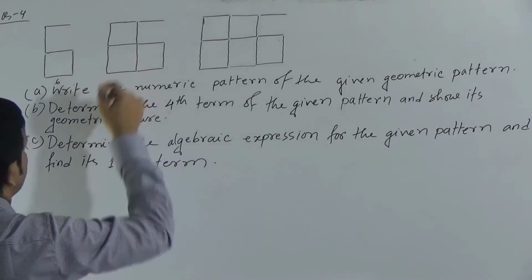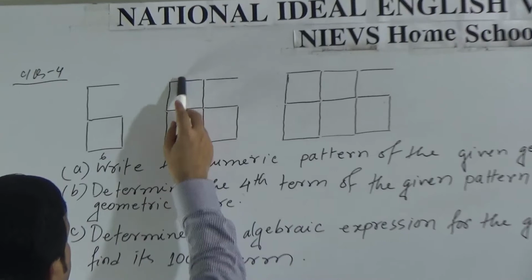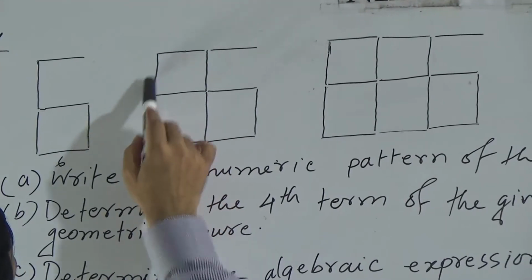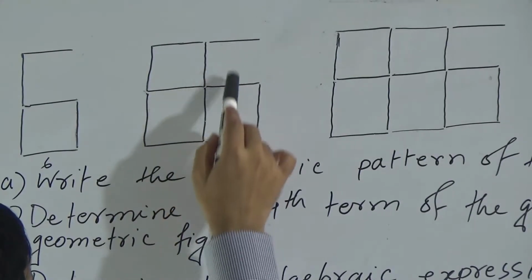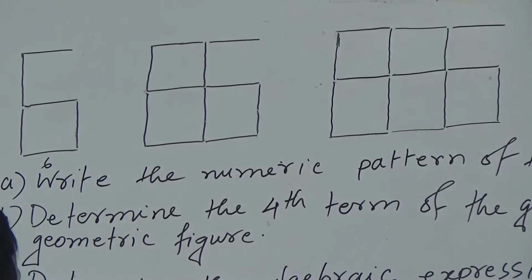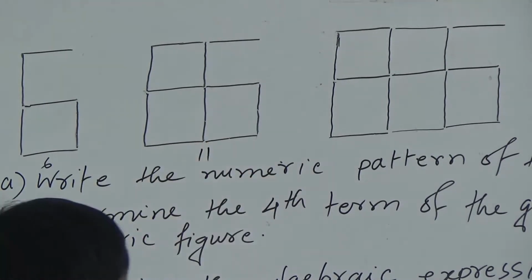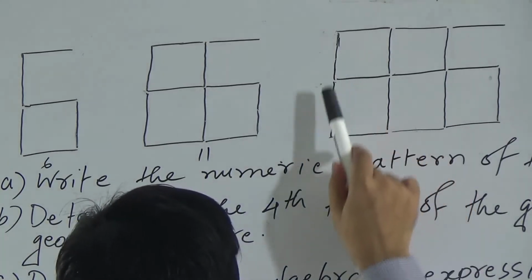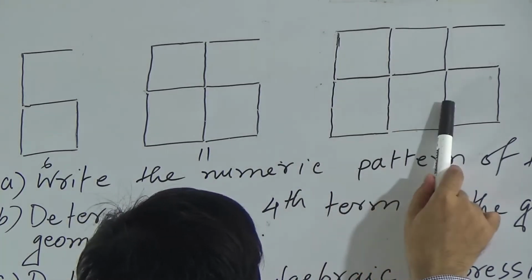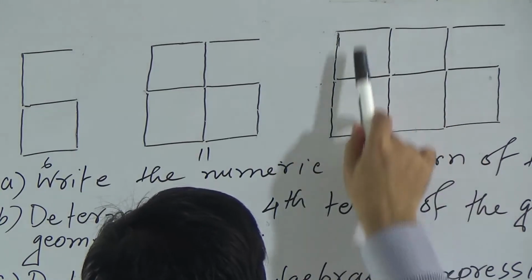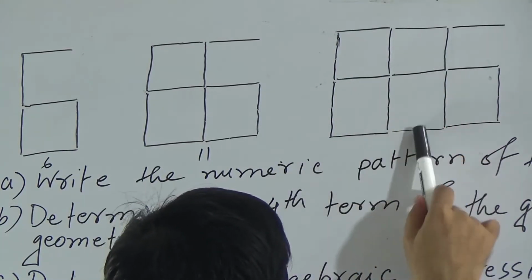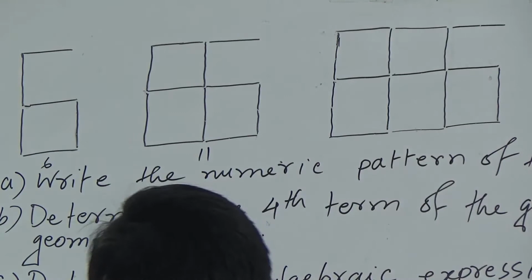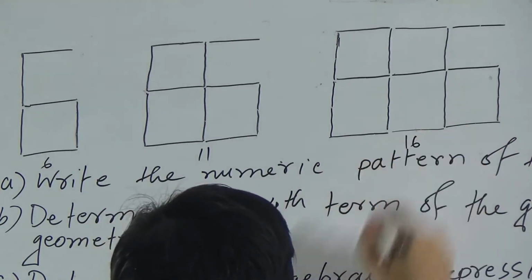In the second figure, how many sticks here? 1, 2, 3, 4, 5, 6, 7, 8, 9, 10, 11. So 11 sticks here. Now see the third figure. 1, 2, 3, 4, 5, 6, 7, 8, 9, 10, 11, 12, 13, 14, 15, 16. 16 sticks here.